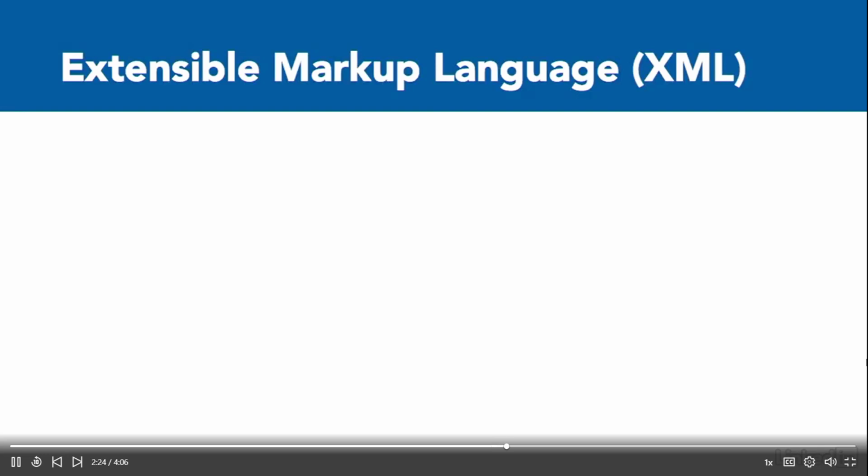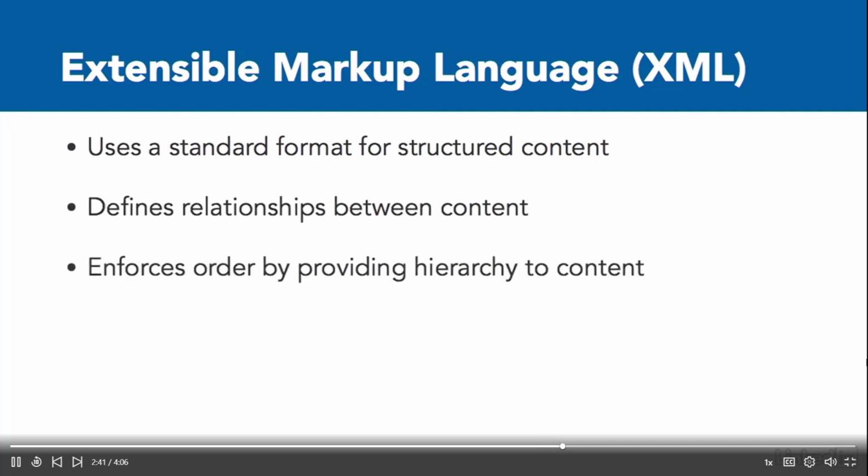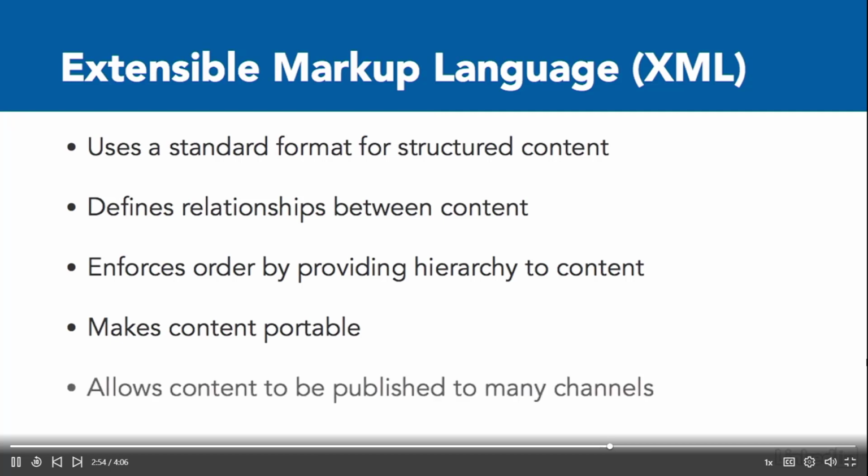The most common format for structured content is XML. It stands for Extensible Markup Language. XML ensures that content is assembled properly, and formatting tags are applied to the style content based on the designer specifications. XML is important because it defines relationships between content. It provides a hierarchy to content, enforcing a specific order. And XML makes your content portable and accessible because it's a standard that can be read by many different hardware and software platforms. Also, XML allows your content to be published to many different channels since the XML tags can be automatically transformed into formatting tags.